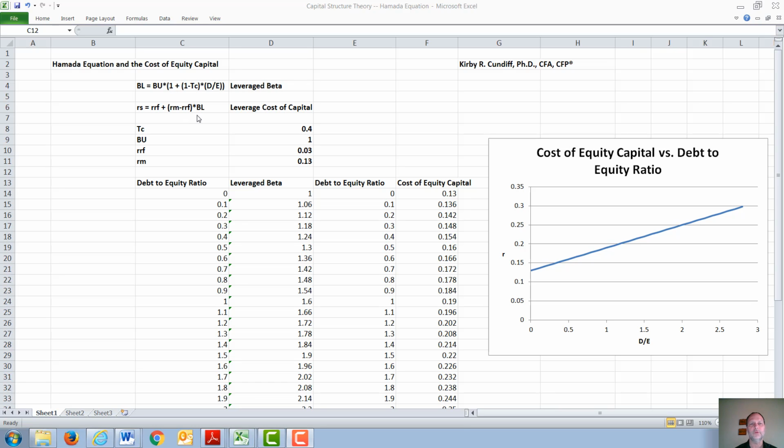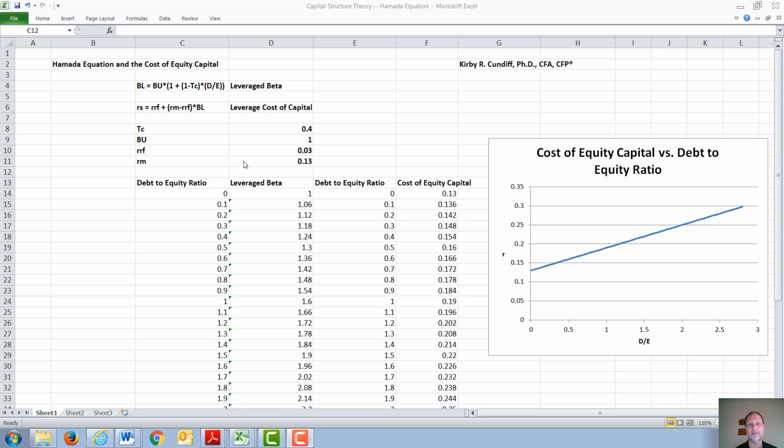We will look at a particular example where the corporate tax rate is 0.4 or 40%. The unleveraged beta is the beta for a typical company of 1. The risk-free rate is 3%, which could be the rate of return on a U.S. government T-bill. And the market rate of return is 13%, which could be the typical rate of return on the Wilshire 5000 or the S&P 500.